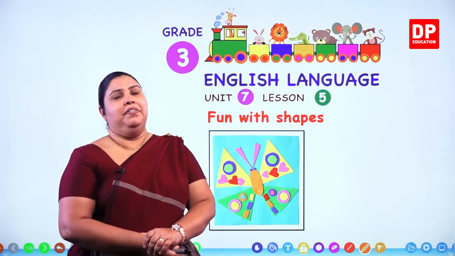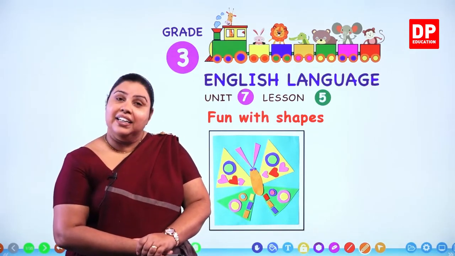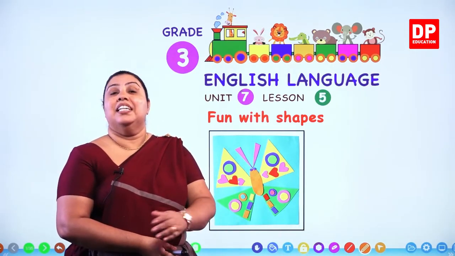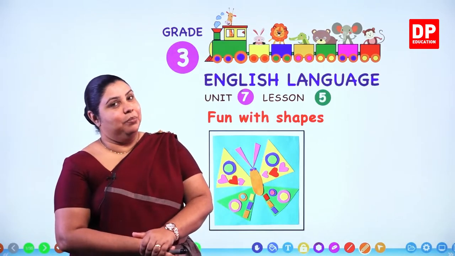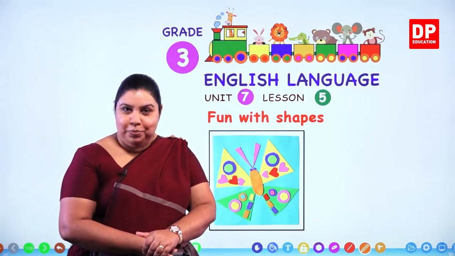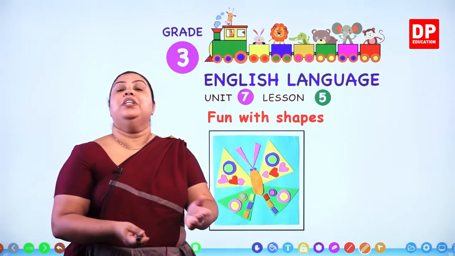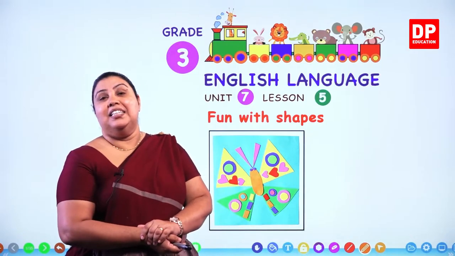Can you remember what we learnt in our lesson number 1? We are active kids. That was our lesson number 1. Then lesson number 2 was hide and seek. I hope you can remember. Then lesson number 3, counting is fun.